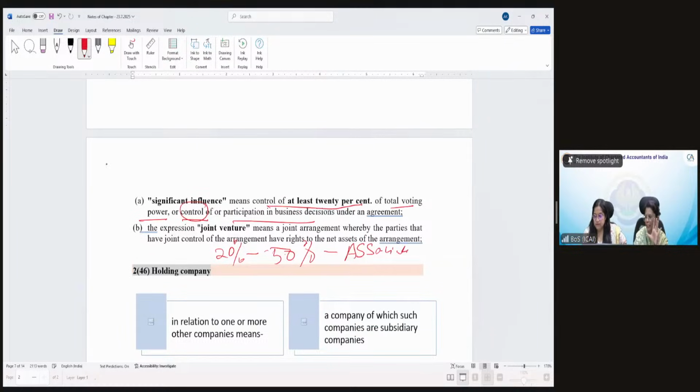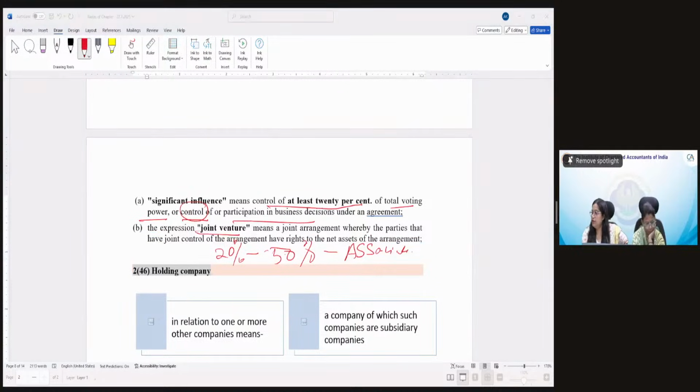If the significant influence is at least in this range, it is an associate company. A joint venture has a simple definition: a joint arrangement whereby the parties that have joint control of the arrangement have rights to the net assets of the arrangement. In simple words, if two or more parties come together to do any business and make an arrangement regarding investments or some kind of working arrangement, in the form of some agreement, then this is said to be a joint venture.